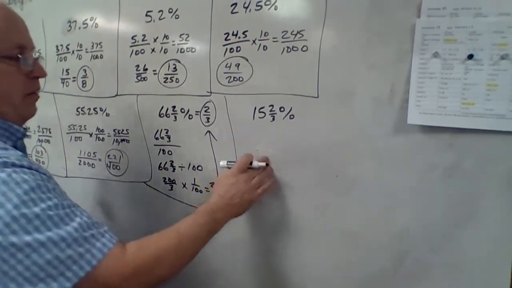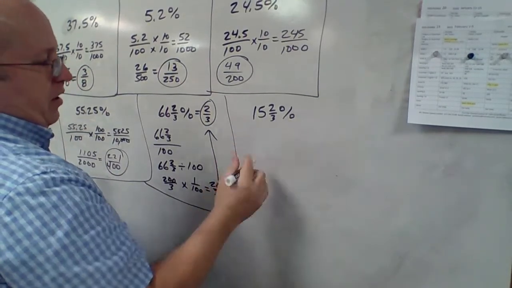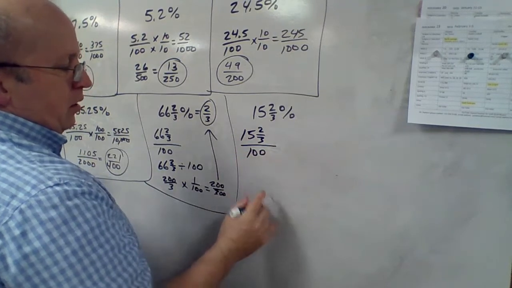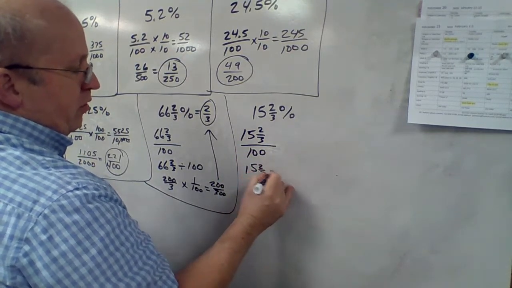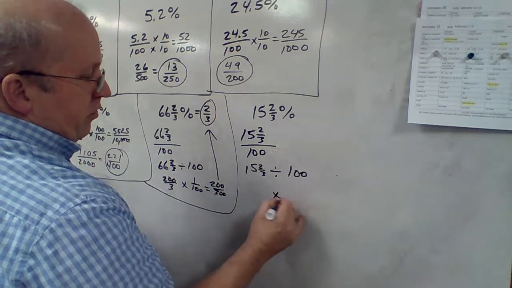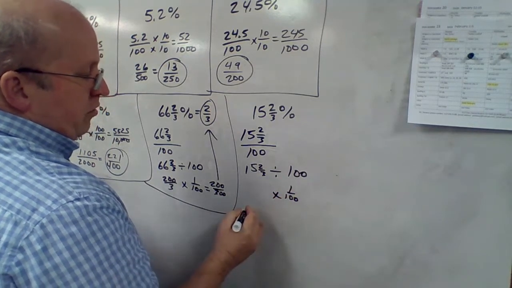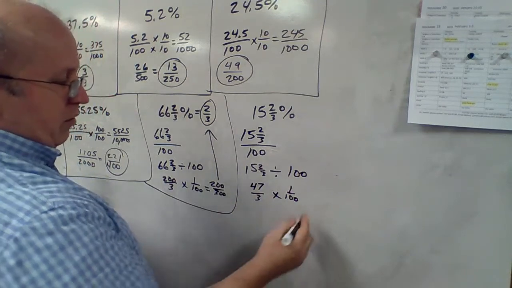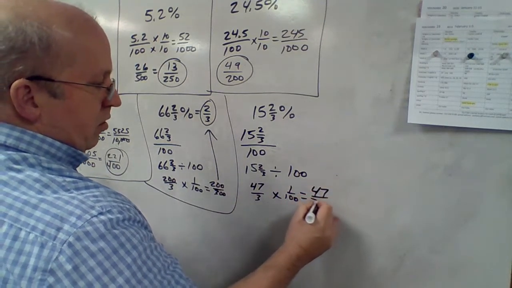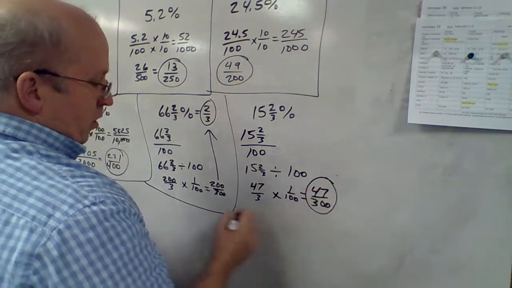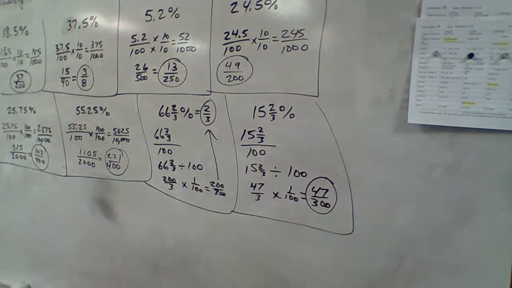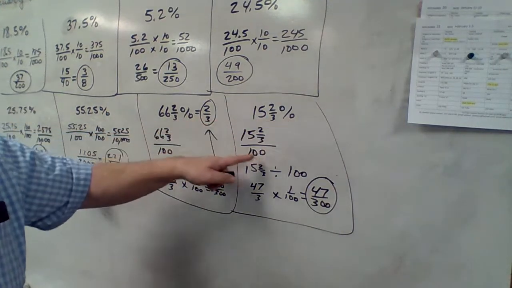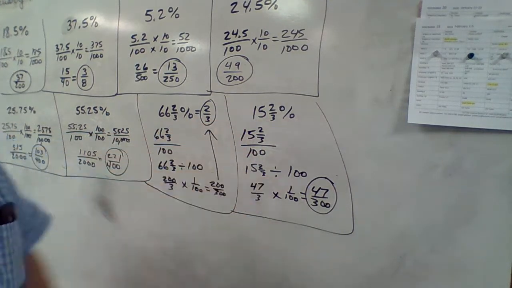So let's try the same thing here, because this one's not on the purple table. So we're going to put 15 2/3 over 100. Then we're going to say 15 2/3 divided by 100 is the same thing as multiplying by the reciprocal. I get 47/3 here times 1 over 100. That gives me 47 over 300, which is in simplest form. 47 300ths. It's just percent means hundreds, so we're going to divide by 100.